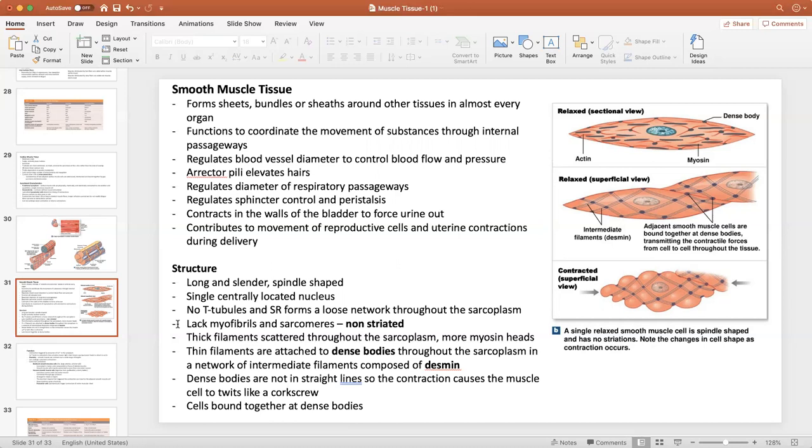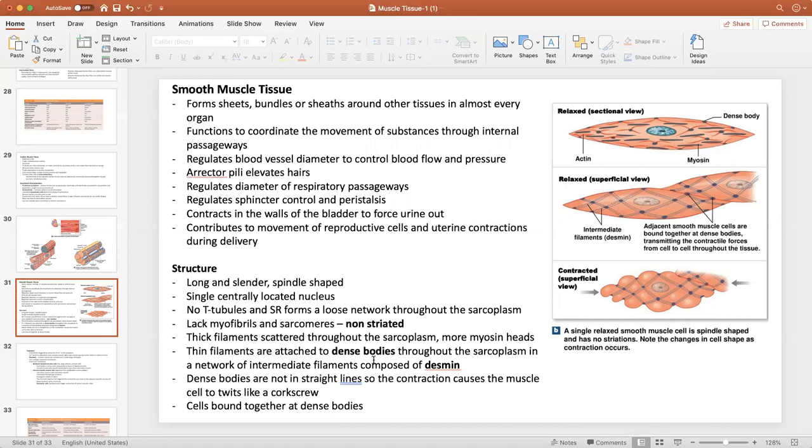We do have some thick filaments scattered throughout the sarcoplasm. We have more myosin heads, and then we have the thin filaments, which are attached to the dense bodies. The dense bodies are these little circles here. And then we have intermediate filaments made up of desmin that connect through here. Okay, we have the myosin, you see here the purple, and the actin, which is the red stuff, and then the dense bodies with the intermediate filaments.